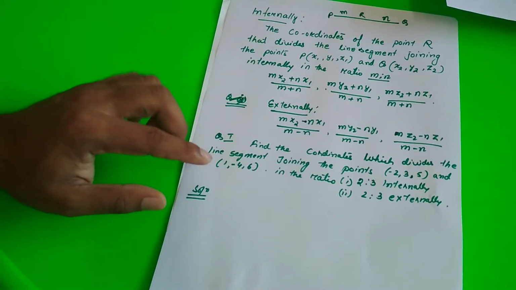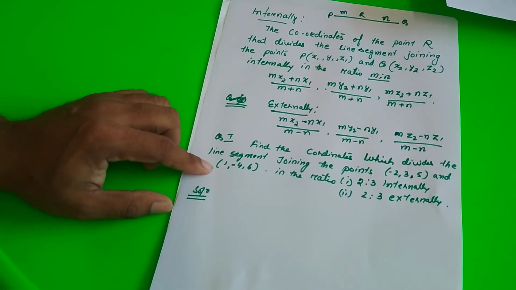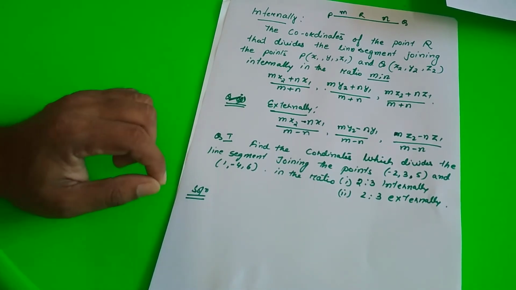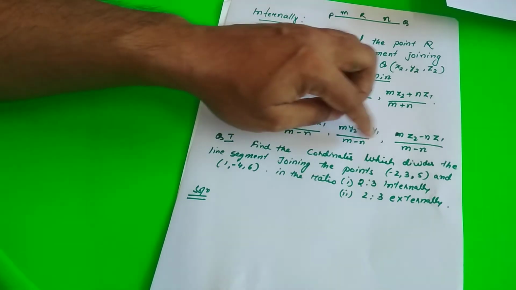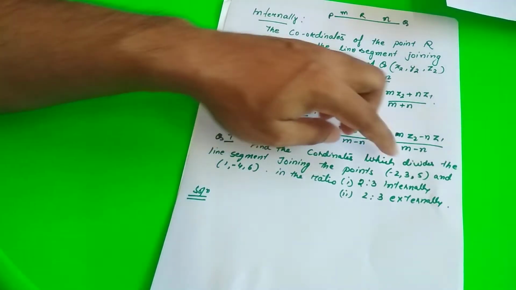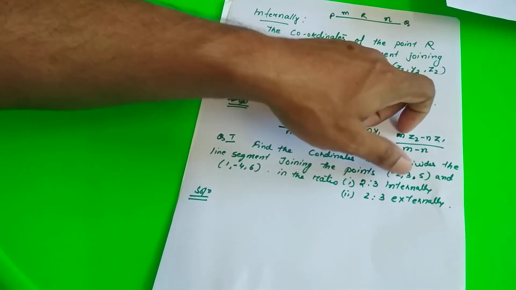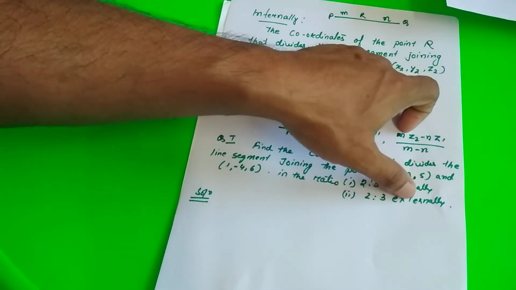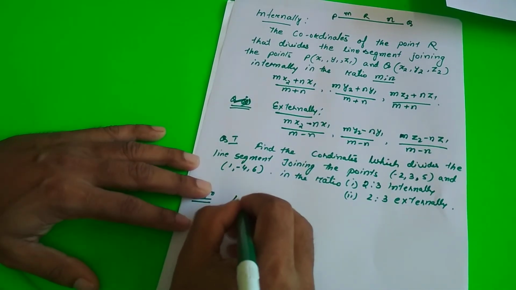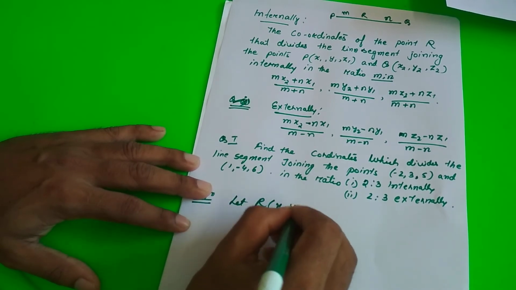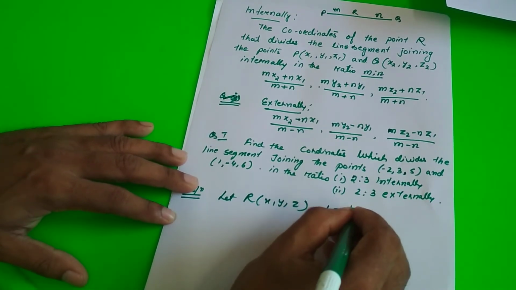Now if you see exercise 12.3, question number 1: find the coordinates which divide the line segment joining the given points in the ratio 2 is to 3 internally and 2 is to 3 externally. I am considering R (x, y, z) to be the point.